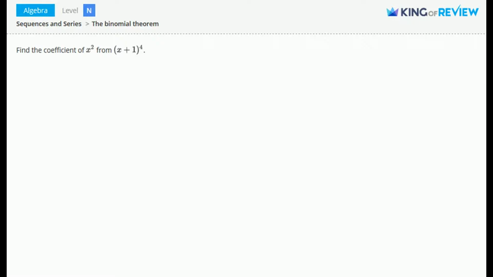So the binomial theorem is (a + b) to the nth power is equal to the sum from r equals 0 to n of nCr times a to the n minus r power times b to the r power. So this is the binomial theorem, and this nCr here represents the number of possible combinations of r objects from a set of n objects. So let's apply this theorem to our problem.